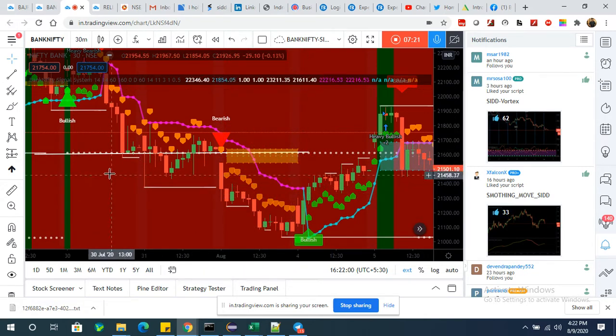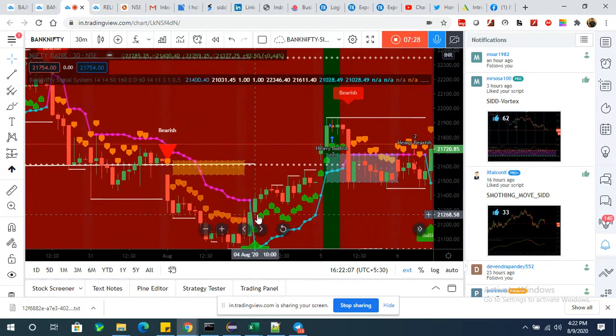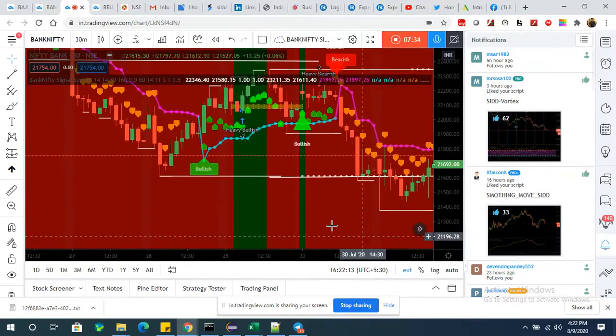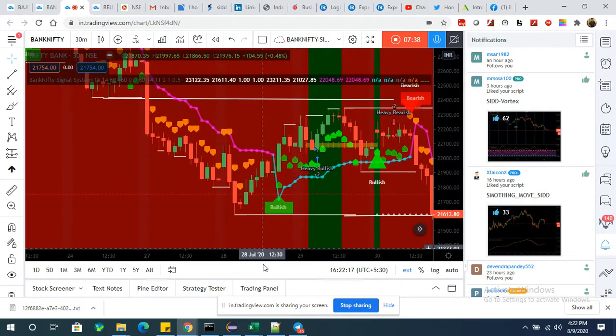So if you are a trend trader, this bearish signal is there, another bearish signal is there, and then you can close your trades here with this bullish signal. Okay. So this is the way to trade with this Bank Nifty signal system.